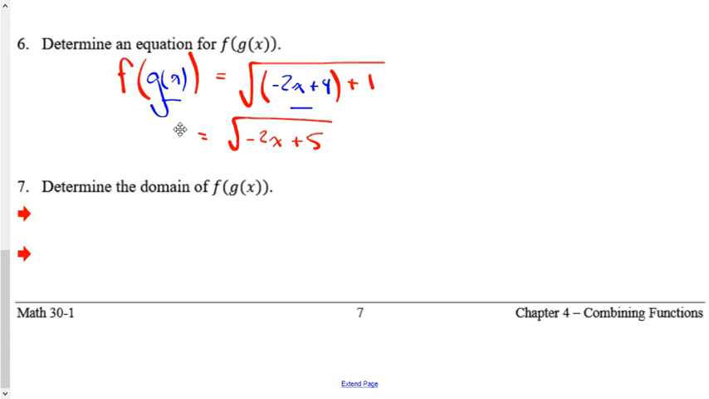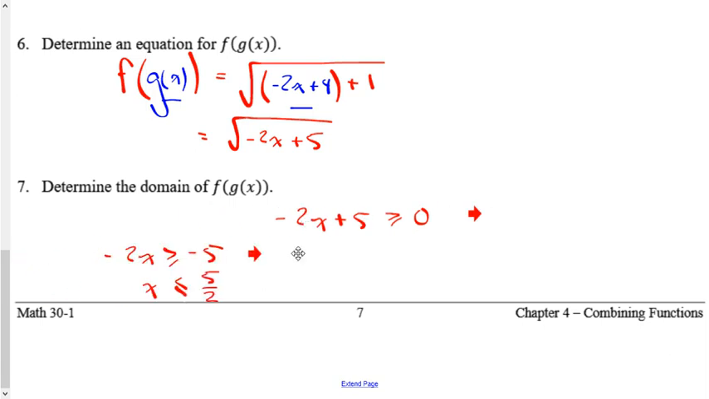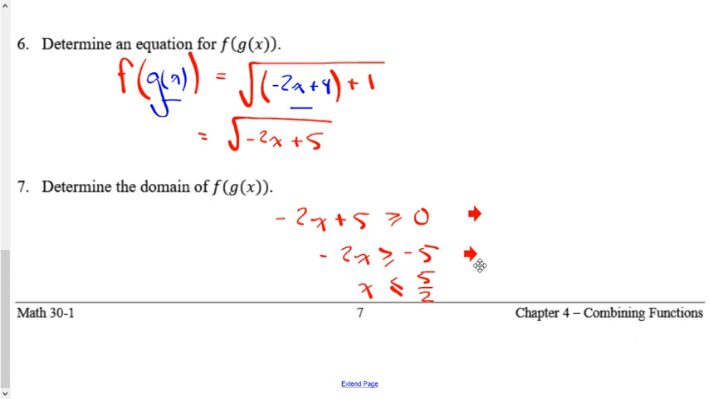Now, as I come to number 7, and I'm looking for the domain here, I remember that the radicand has to be greater than or equal to 0. So there's my radicand, has to be greater than or equal to 0. And when I go through and solve that, I get that x has to be less than or equal to 5 halves. Okay, so I subtracted the 5 over.